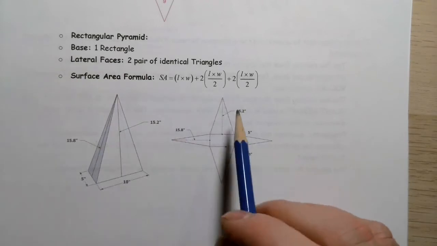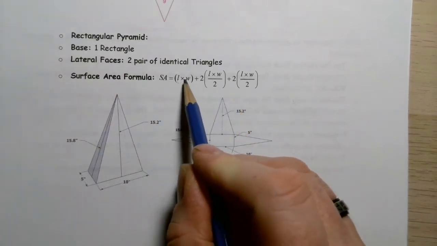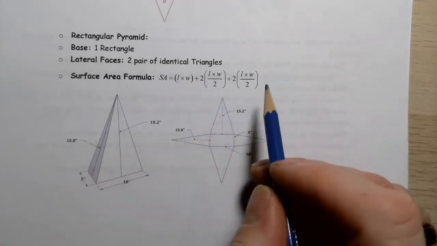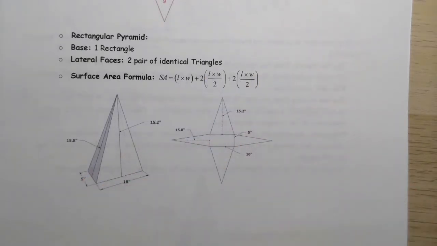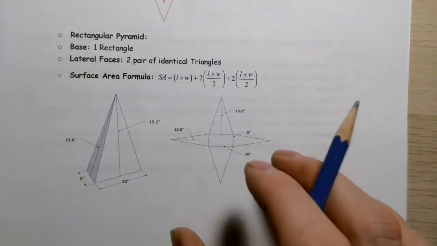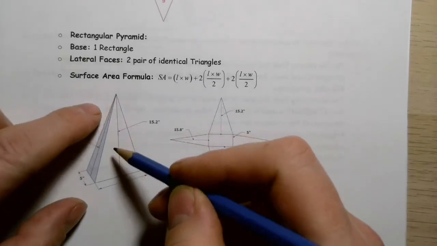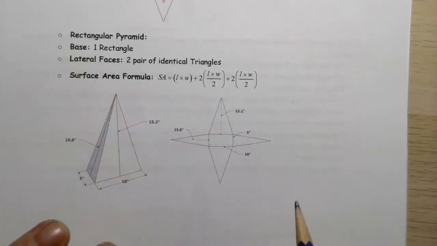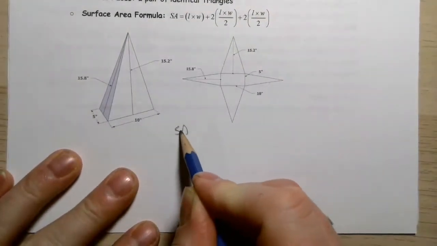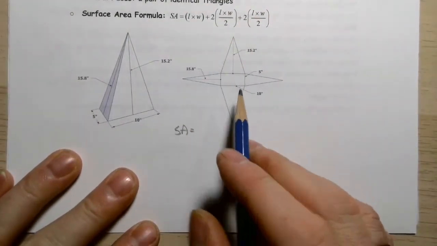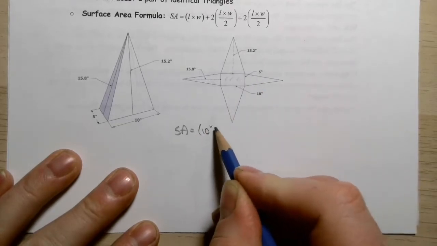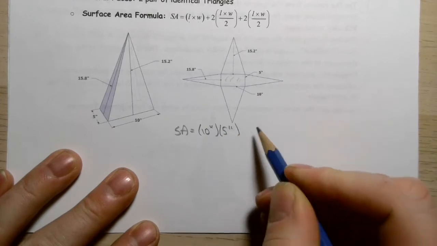So that's why our surface area formula takes that into account. It's length times width for the base, and then we've got 2 identical triangles on 2 sides and 2 identical triangles on the other side. Easiest way to see that, once again, is to tear this thing apart into its net. We just open this up here, open up the sides, and then fold out the triangles. So our surface area here will first of all be the area of the base, which we know is going to be 10 inches by 5 inches.